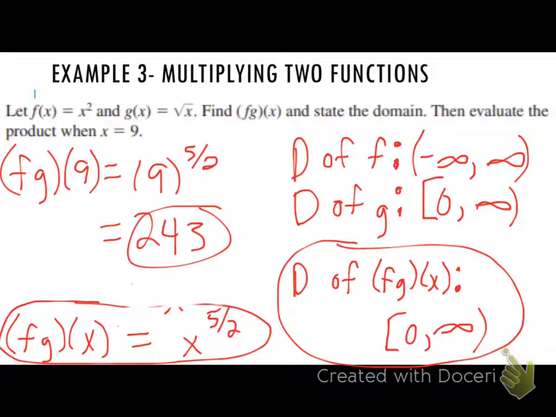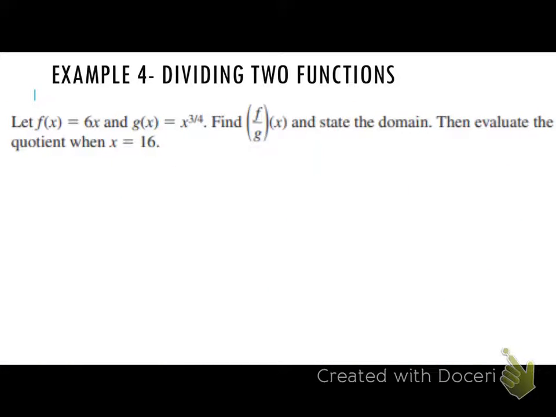Any questions on example 3? Not too bad. You ready for our last example? Division. Dividing two functions. Let f of x equal 6x and g of x equal x to the 3/4. Find f divided by g of x and state the domain. Then evaluate the quotient when x equals 16.